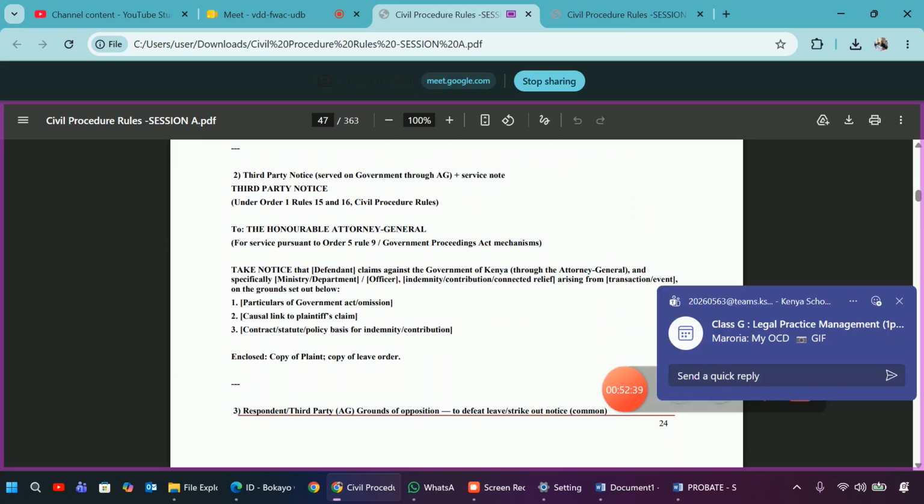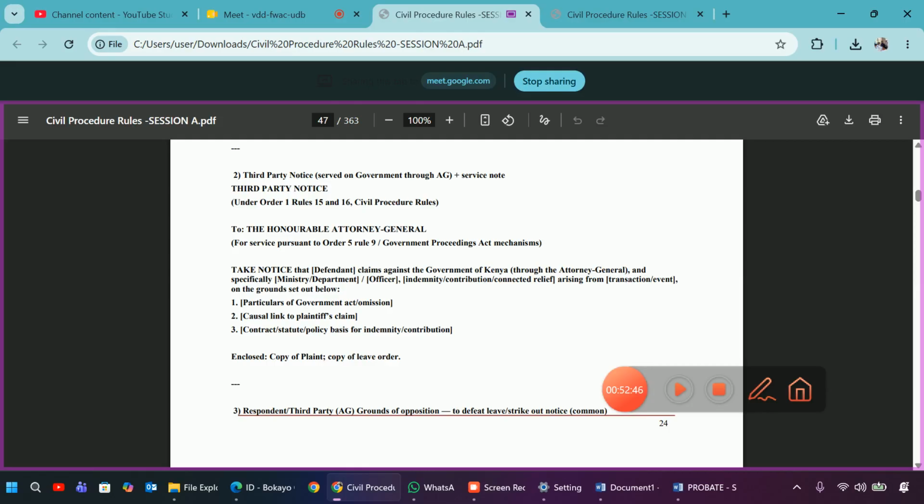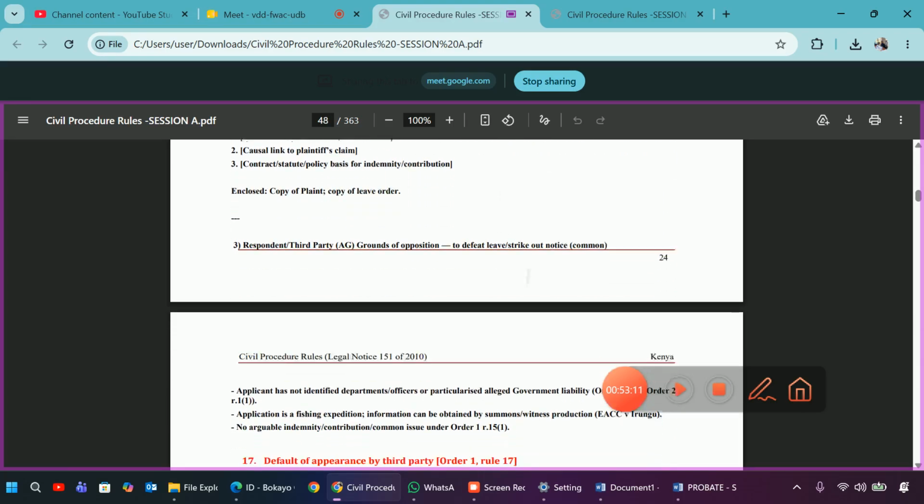Then how is a third party notice drafted when you are serving the government? You serve the Honourable Attorney General, pursuant to Order 5, Rule 9, and Government Proceedings Act mechanisms. Take notice that the claim against the government of Kenya through the Attorney General, specifically stating the ministry and department or officer, where you seek indemnity, contribution or connected relief, is arising from a similar transaction or event on the grounds set out below. Particulars of government act, causal link, and contract or policy that has been violated.